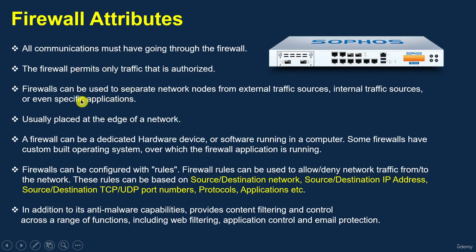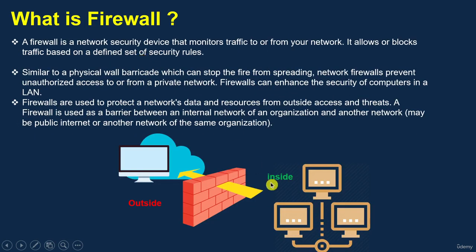The third point is that a firewall can be used to separate network nodes from external traffic sources, internal traffic sources, and even specific applications. Based on these criteria, we can separate the network. You can see, like this, we can separate these networks inside and outside. Even inside the network we can separate, for example, user networks, server networks, and DMZ. Likewise, we can segment these networks using the firewall.